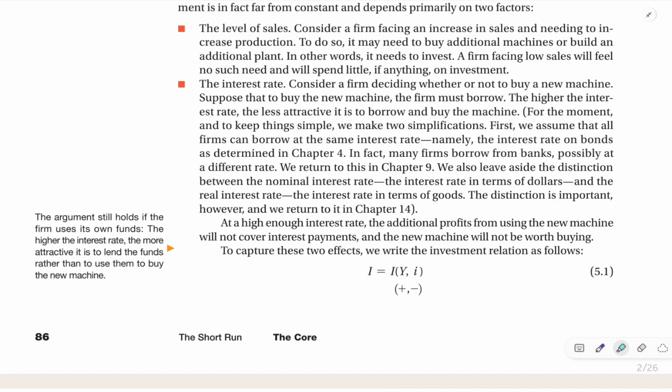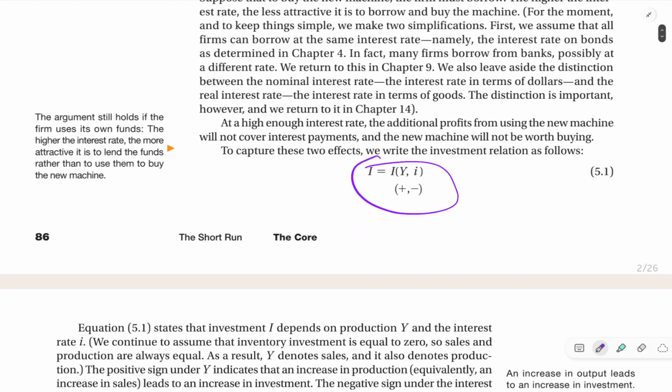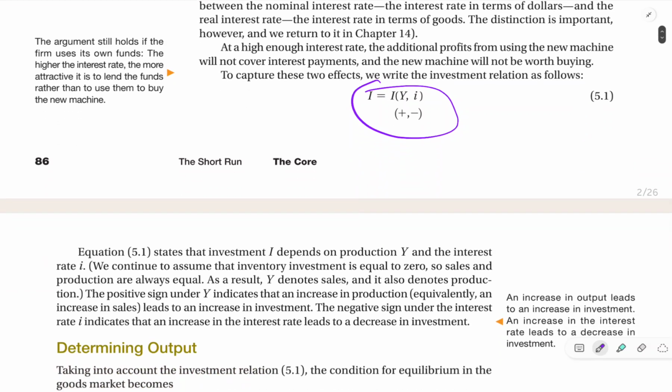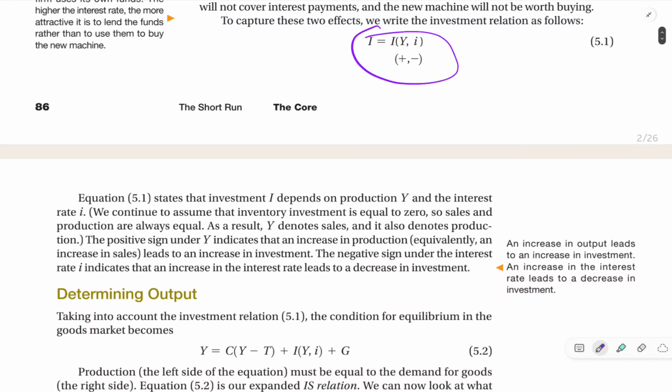To capture these effects, we write the investment relation as follows: I equals I(Y, i), with a plus and a minus sign. Those effects are a positive effect from output and a negative effect from the interest rate. You should keep those in mind. Equation 5.1 states that investment I depends on production Y and the interest rate i.